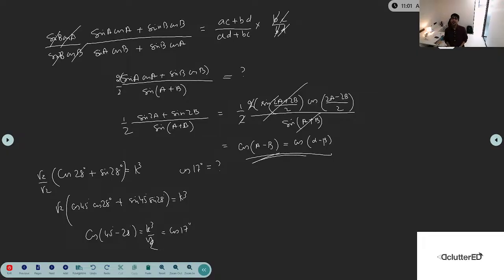The reason why I didn't use sine a cos b plus cos a sine b is because that was a plus b, and while solving I realized 45 minus 28 is 17 degrees. So these are the ways you need to break the angles that are given to you to be able to solve some questions that can be solved orally, believe me. It's just that you need the right amount of practice to be able to do that.